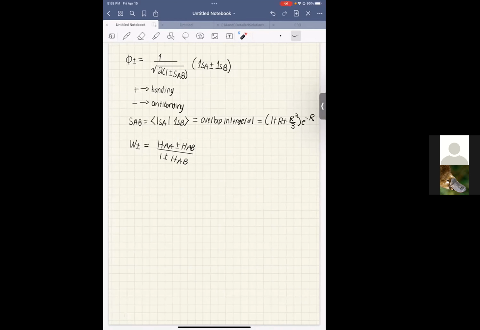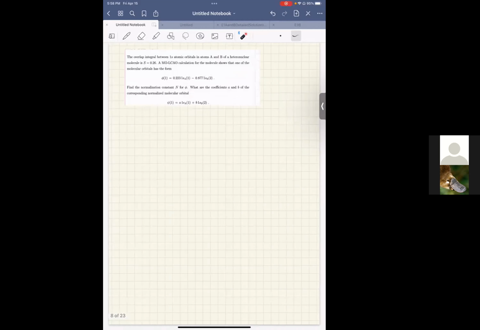And this is just to show that by solving this, we get this wave function here. And this shows if this was positive, this would be bonding. If this is negative, this would be anti-bonding. And we'll go to the next one.